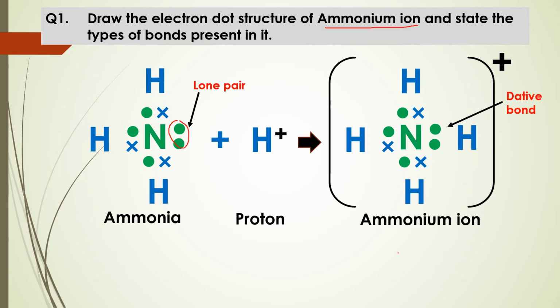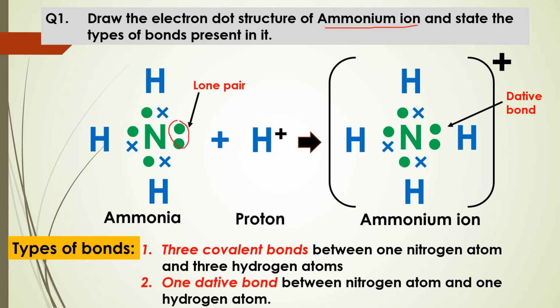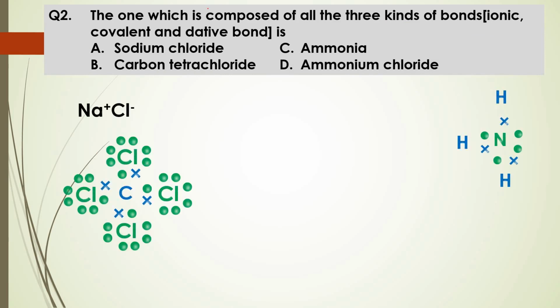Now the second part of that question: state the types of bonds present in it. So number 1, there are 3 covalent bonds, 1, 2 and 3 covalent bonds between 1 nitrogen atom and 3 hydrogen atoms, and there is 1 dative or coordinate bond between the nitrogen atom and 1 hydrogen atom. Is that clear, students? Now let's move to another question.